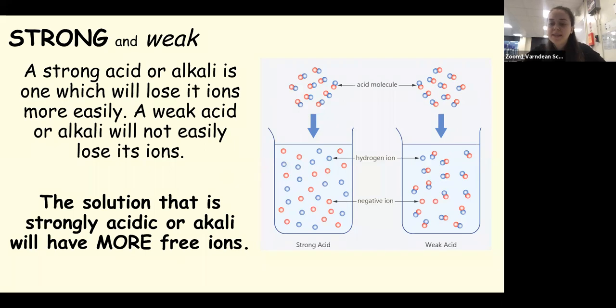On the right with our weak acid, we've only got a couple that have broken apart and lost their ions. Only a couple have dissociated. So our weak acid is only going to have a few of our free ions there. So a strong acid or alkali is one that will lose its ions more easily. And a weak acid or alkali won't easily lose those. So a solution that is strongly acidic or strongly alkali will have more free ions there. So on our pH scale, our strong acids and alkalis are going to be more towards those 0 and 14 ends, with our weaker ones more towards the middle.